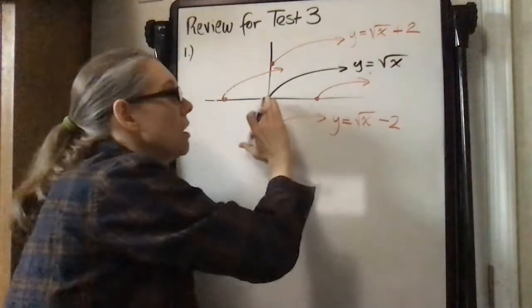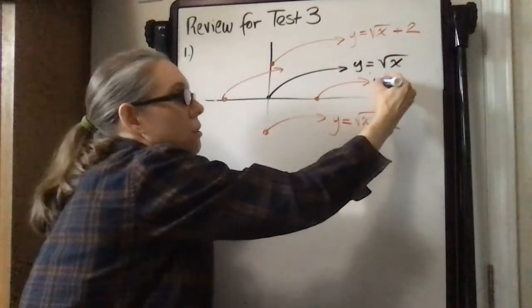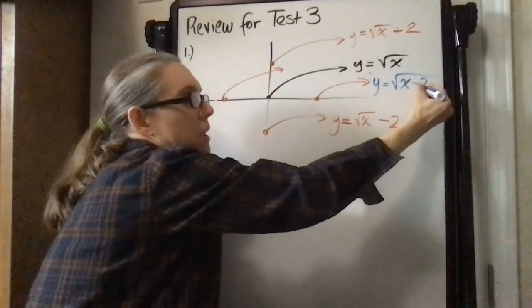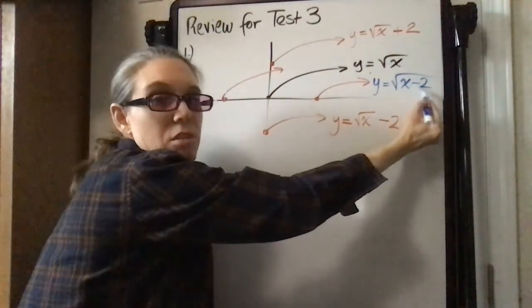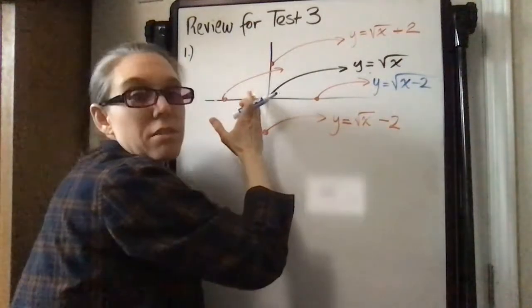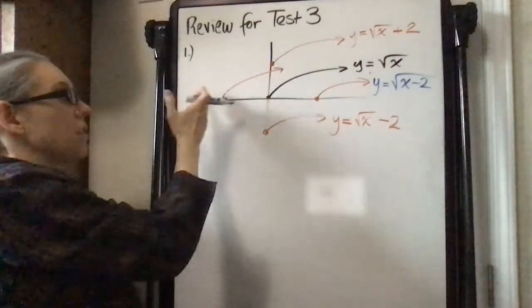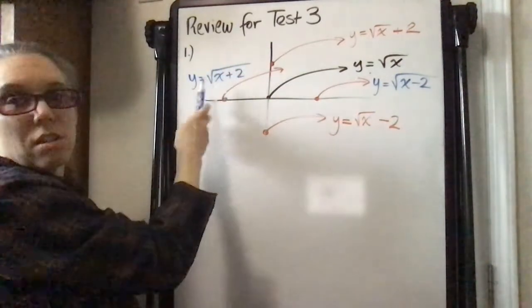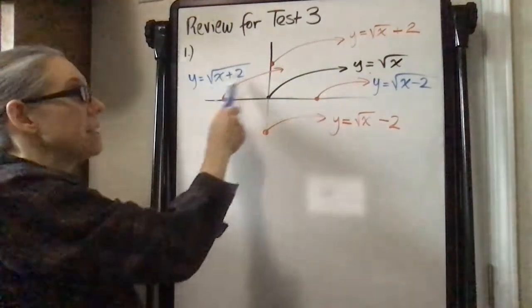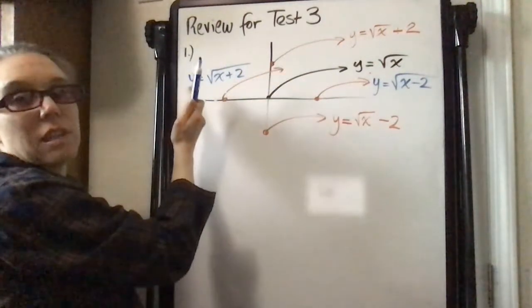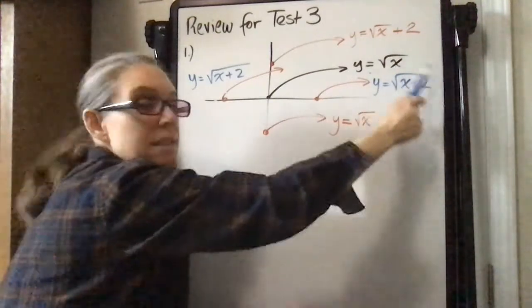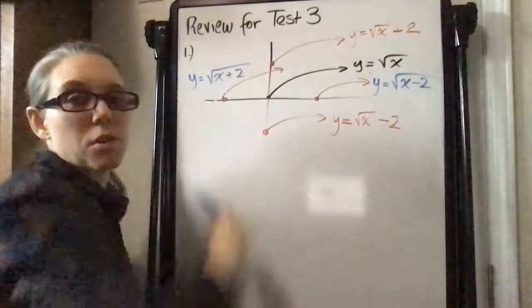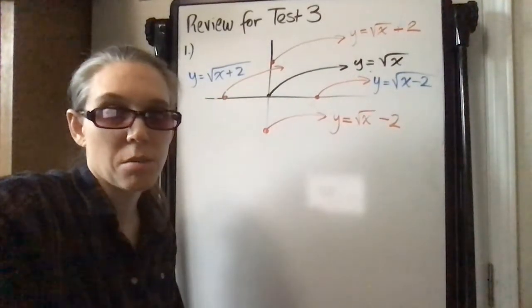Now, when you shift to the right and the left, a horizontal shift is inside the function, and it's counterintuitive. So a -2 inside actually tells us to shift right 2. And to the left, this one is going to be x + 2 inside. So the plus inside the function actually moves to the left, and the minus inside the function moves to the right. Remember, horizontal shifts are counterintuitive, whereas the vertical shifts are intuitive. So that's question number 1.